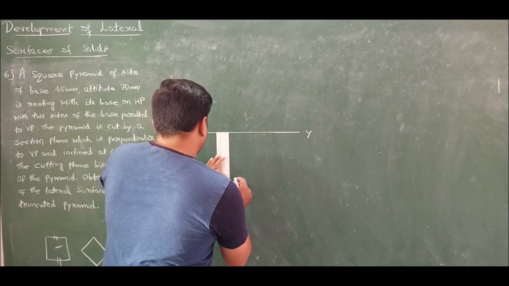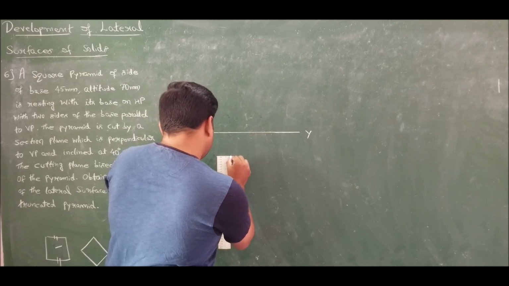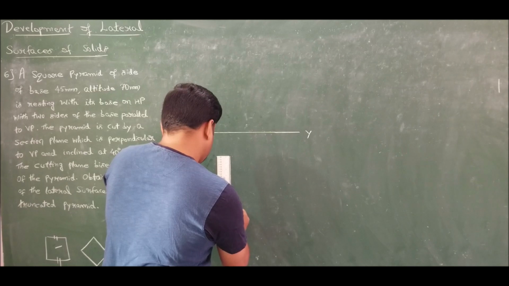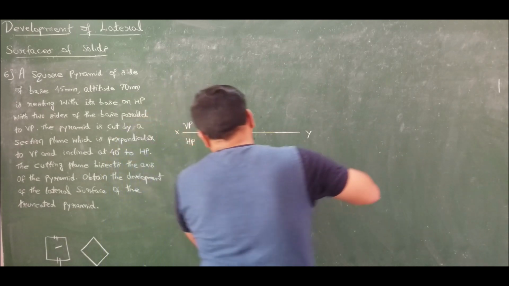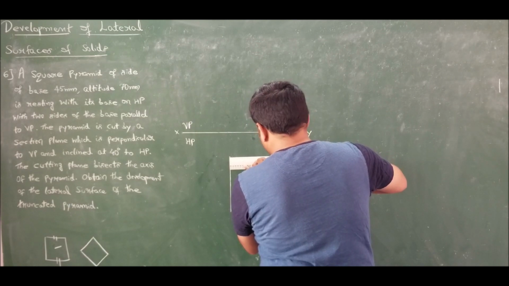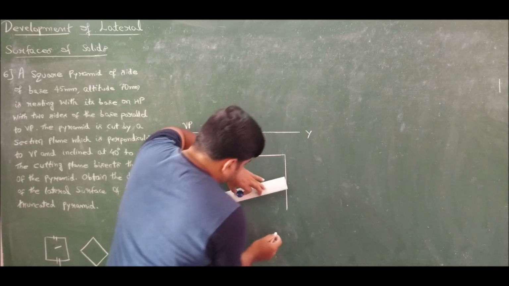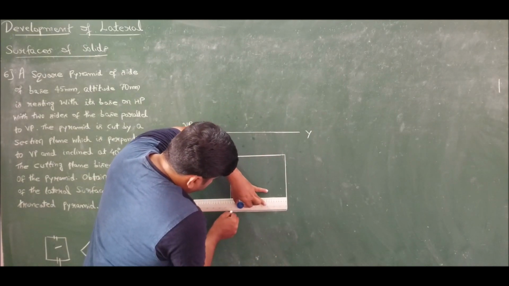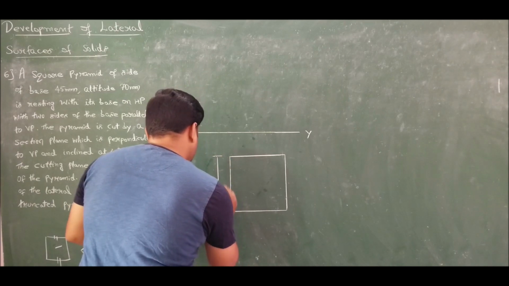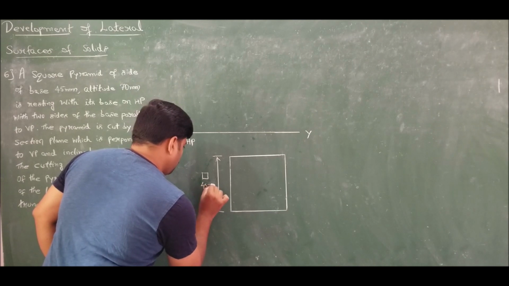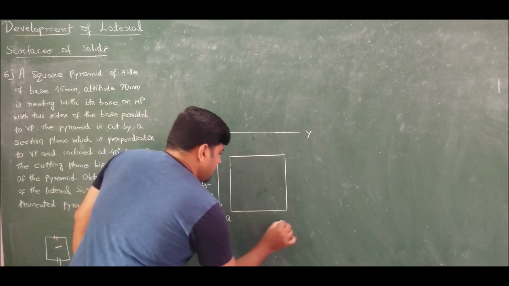We have a side of 45 mm base. So let me draw a side of 45 mm base. Then again I should draw 45, and then again 45, then finally connect. So this completes the square of 45 mm side. Let me name this, since this is a pyramid, as A, B, C and D.